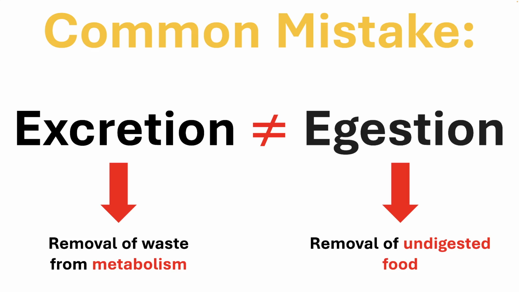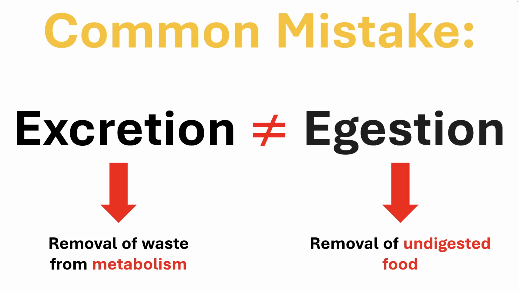Because again, excretion is when your body gets rid of metabolic waste, things like carbon dioxide, which are byproducts of the processes your body does. Egestion, on the other hand, is when your body is specifically getting rid of undigested food, stuff that wasn't broken down or absorbed in digestion, which makes up that solid feces leaving your digestive system.